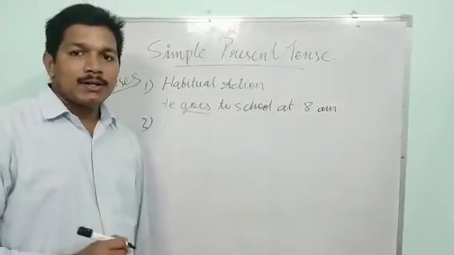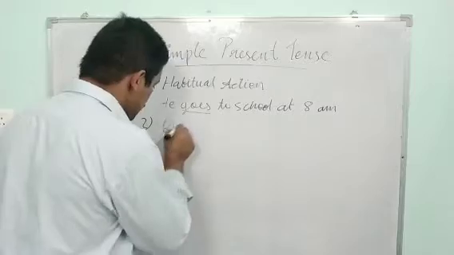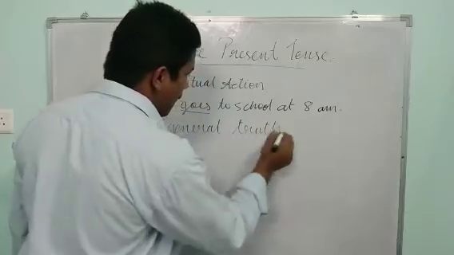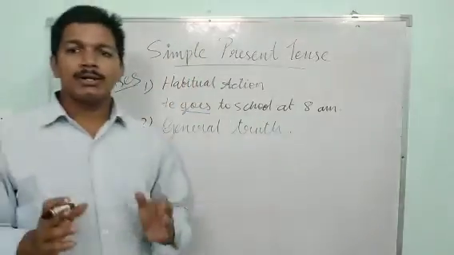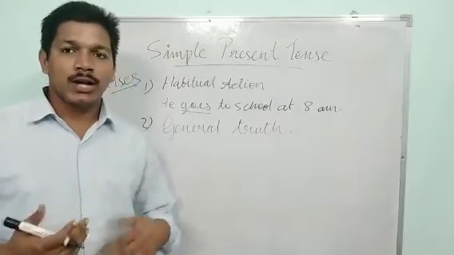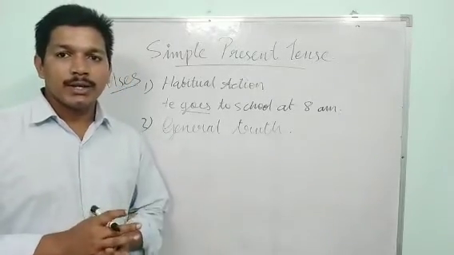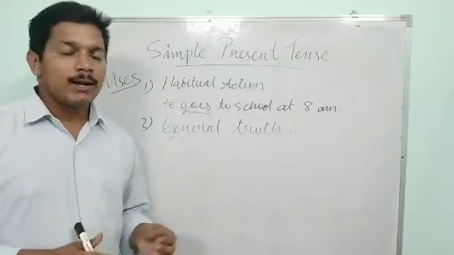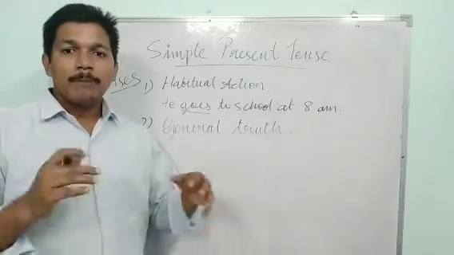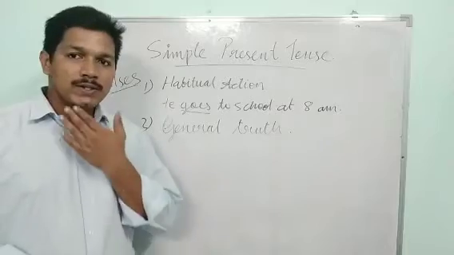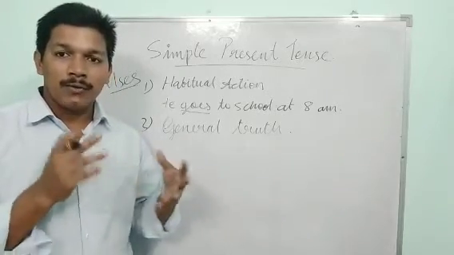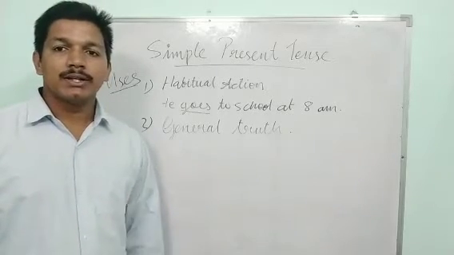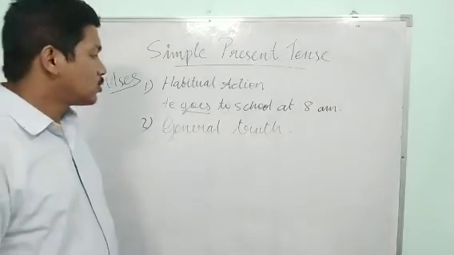The next usage is called the general truth. These are common things, like the sun rises in the east, honey is sweet, water melts when it is heated. These things are permanent in nature, and we call them general truths. They are not going to change. Fire is hot, and this is always like that. Such sentences can be called general truths.